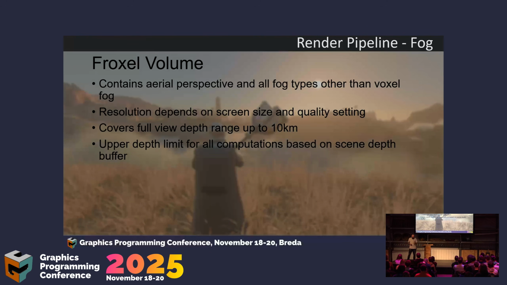Okay, so let's start with the froxel volume rendering. Our froxel volume contains all fog types other than voxel fog. The resolution depends on screen size and quality settings, and we cover the full view depth range of up to 10 kilometers. For performance reasons and to avoid light leaking, we downsample the scene depth buffer to have an upper depth limit for all froxel computations.